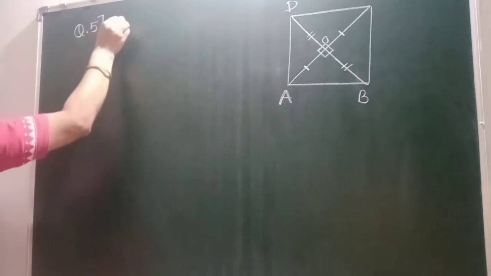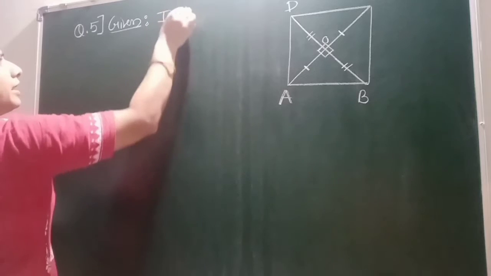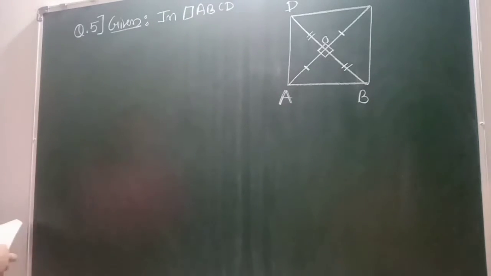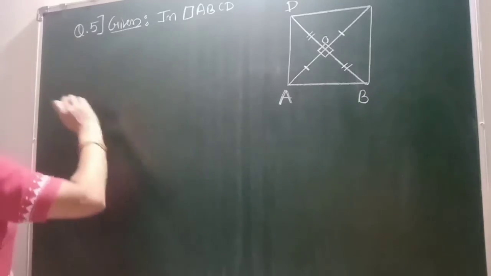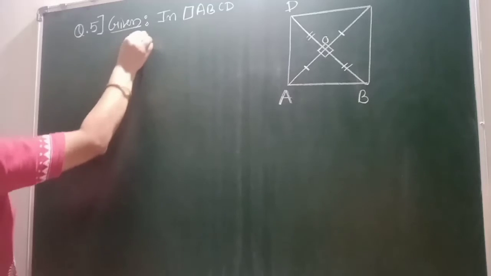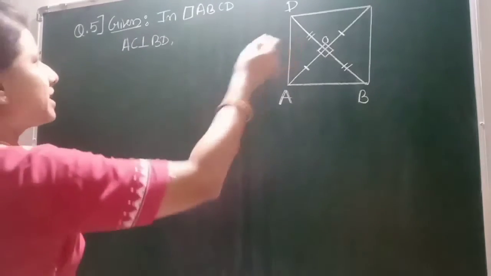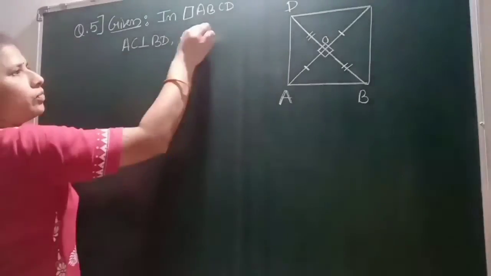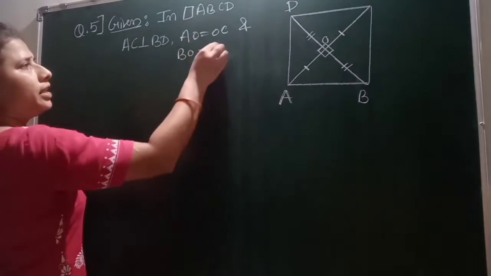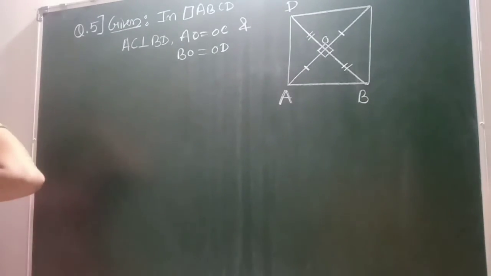So first we will write what is given here. We will write in quadrilateral ABCD, all these angles equal 90 degrees. It means in short we can write AC is perpendicular to BD and diagonals bisect each other. It means AO will equal OC and BO will equal OD. These things are given.